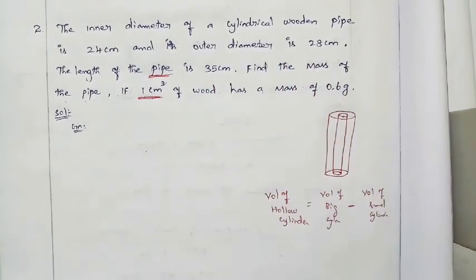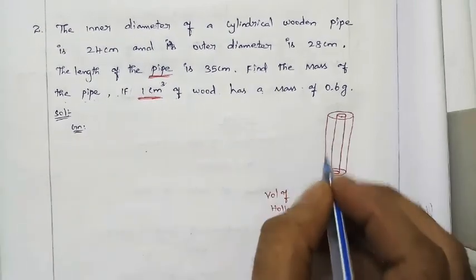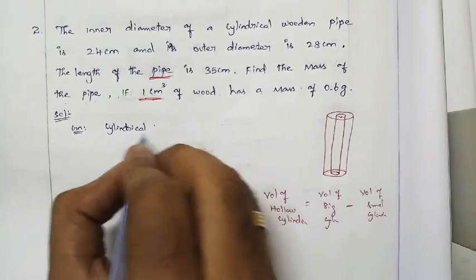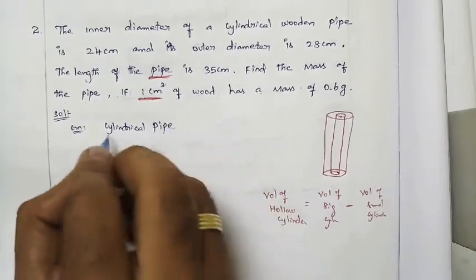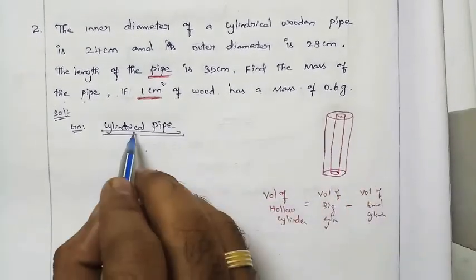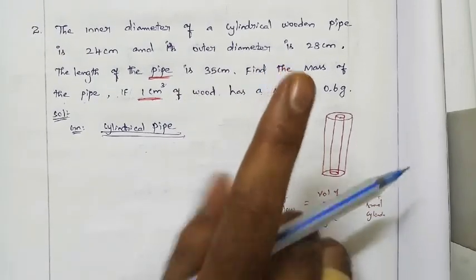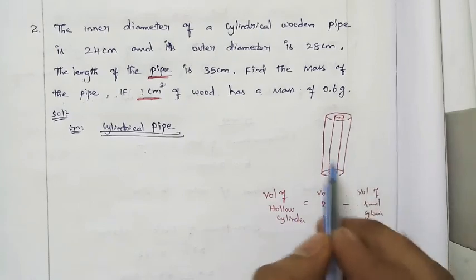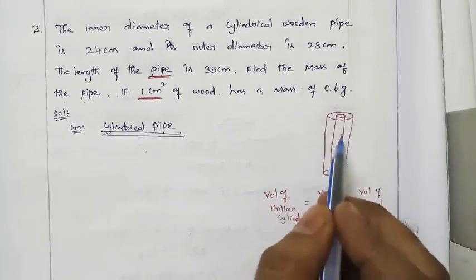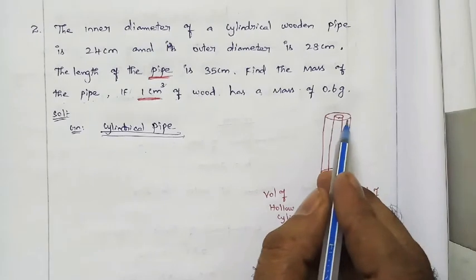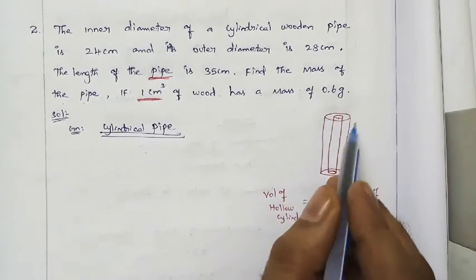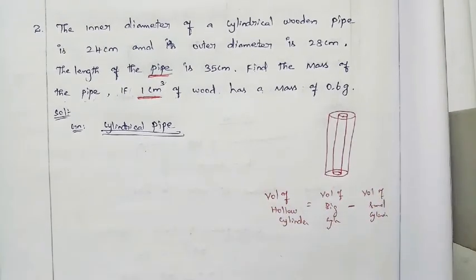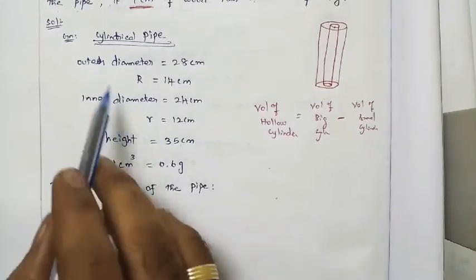So, given a cylindrical pipe. Why am I writing cylindrical pipe? Cylinder means we will have only one cylinder alone. Cylindrical pipe means inside one cylinder is there, outside one cylinder is there. That is nothing but a hollow cylinder. So we have to write capital R and small r. Capital R is the radius of the outer cylinder and small r is the radius of the inner cylinder. So we have to differentiate.